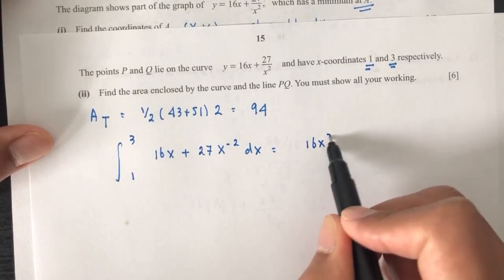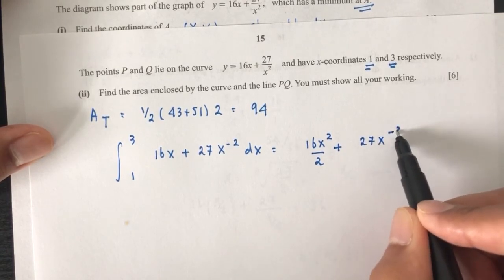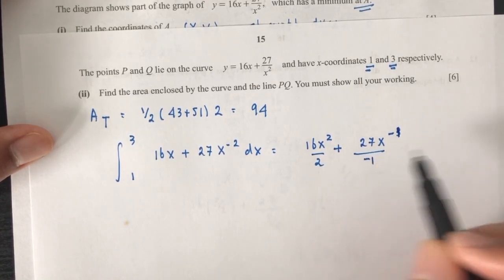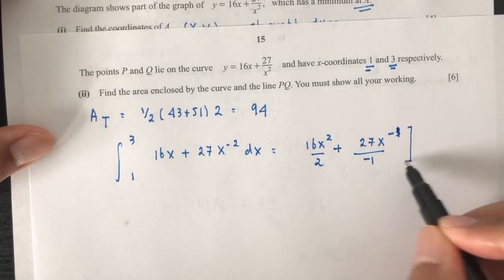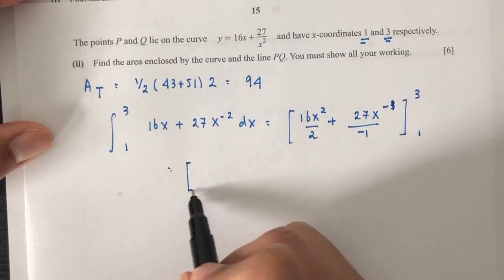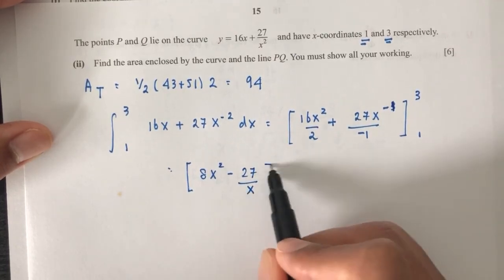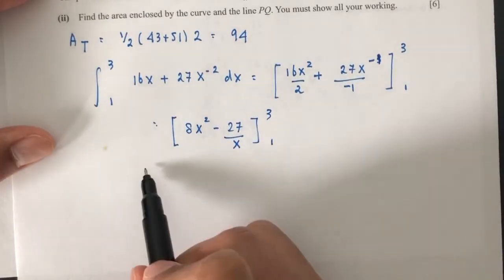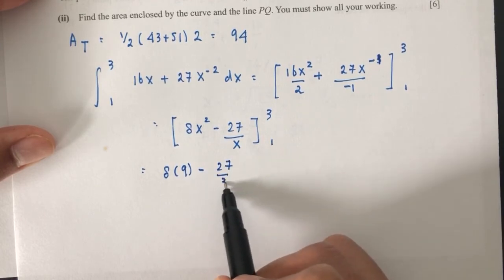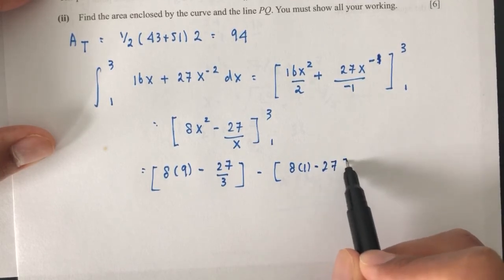So we have 16x squared over 2 plus 27x to the power minus 1, sorry, because we have to add 1 to the power, so minus 1 over minus 1. And that will be in the limits of 3 to 1. So let's simplify. That will become 8x squared minus 27 over x for limits of 3 and 1. So let's simplify this. That will be 9 minus 27 over 3. That's the first one. Minus 1 minus 27.